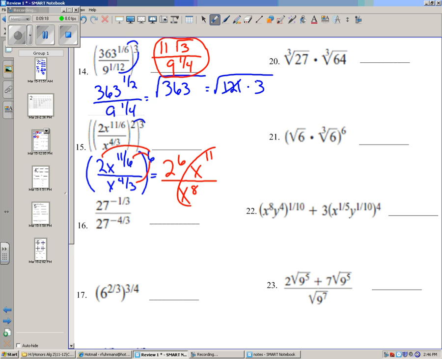My x's here are going to simplify into x to the 3rd. And then 2 to the 6th power is going to become 64. So here is my final answer for number 15.